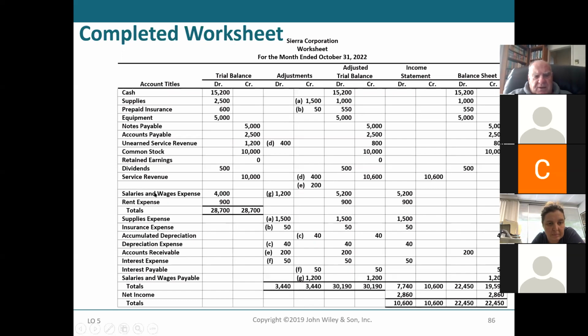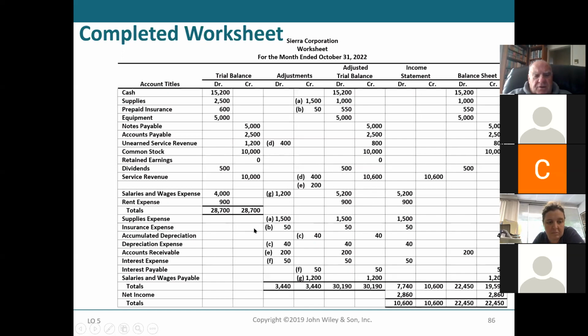What goes on the income statement? Revenues and expenses. Revenue, expenses, $52,900. Make sure you're pulling the number from the adjusted trial balance. It's very easy to make a mistake and go back to the beginning. No, we're done. These numbers are gone. Out with the old, in with the new. We've got $5,200 now in salaries and wage expense. We had 4 and we accrued another $1,200. Rent expense, $900, that didn't change.